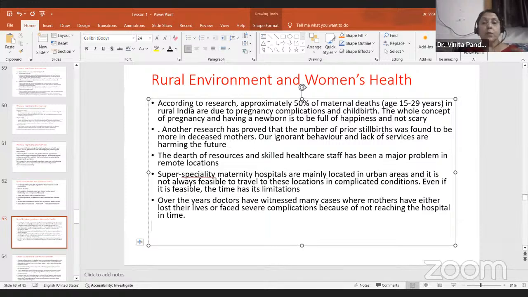Let us quickly discuss. According to research published in the Financial Times in December 2023, the details of the research were not given in the newspaper, but I'm sure if we search it, we will get it. 50% of maternal deaths, in the age group 15 to 29 years in rural India, are due to pregnancy complications in childbirth. The whole concept of pregnancy and having a newborn is to be full of happiness and not scary. But if there is a death, either of the mother or of the child, now here we are talking about maternal deaths. Another research has proved that the number of prior stillbirths was found to be more in deceased mothers. Our ignorant behavior and lack of services are harming the future.